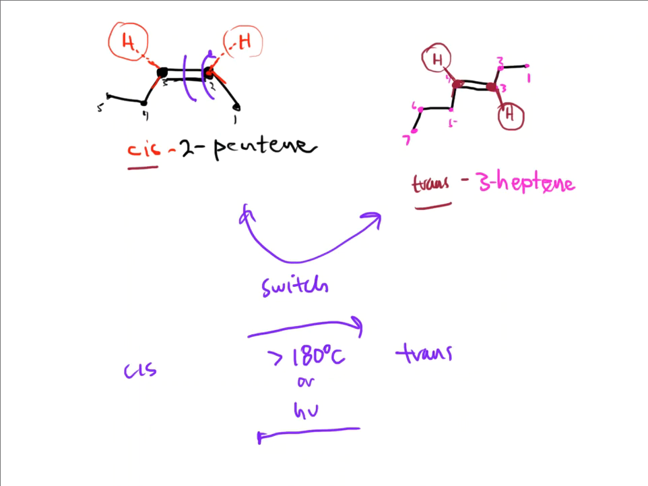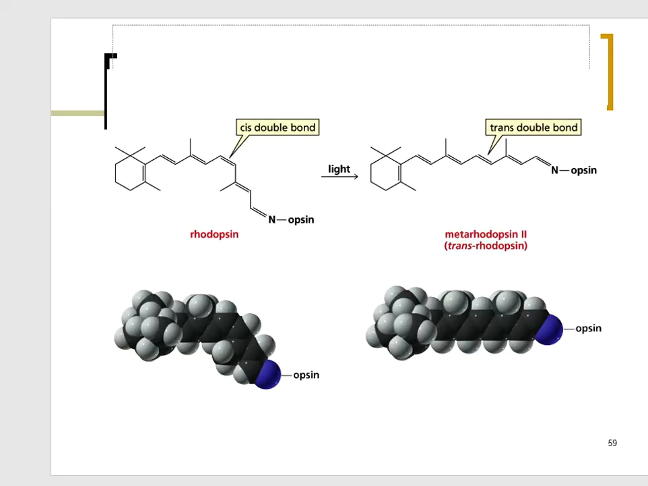All right. Another reason that cis and trans is pretty important is here. So let's say that you want to go and become an eye doctor, okay? Well, one of the ways that we see is through the molecule of rhodopsin. So here's the structure of rhodopsin.